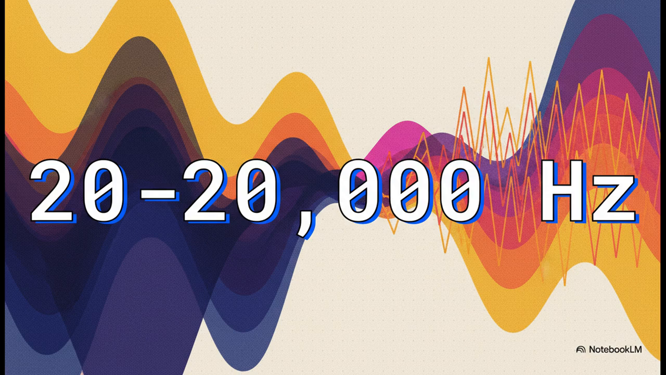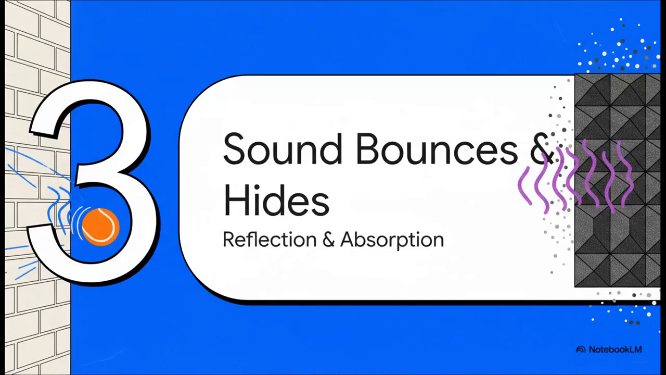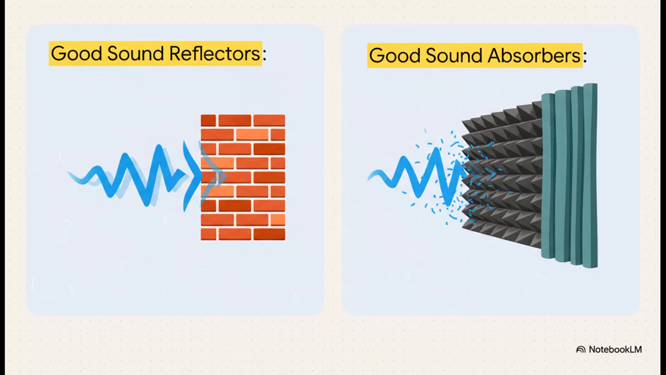Anything outside that range is silent to us. All right, next up, just like light, sound waves can interact with surfaces. They can either bounce off them, which we call reflection, or they can get soaked up, which we call absorption. So what makes the difference? It's all about the surface.